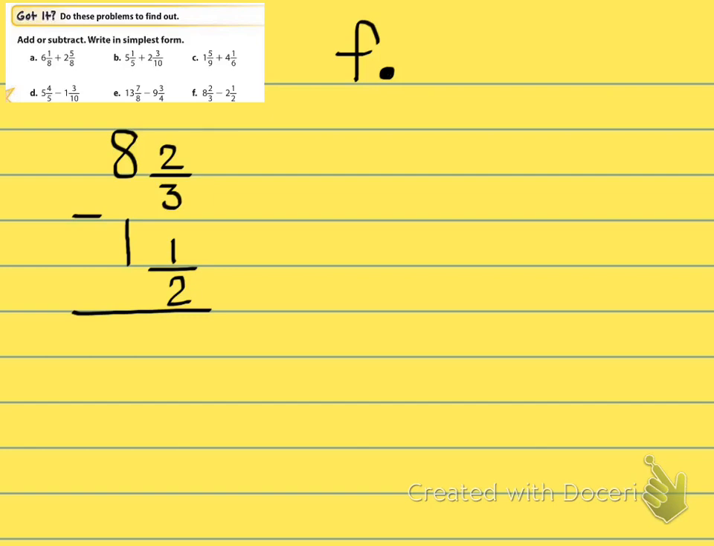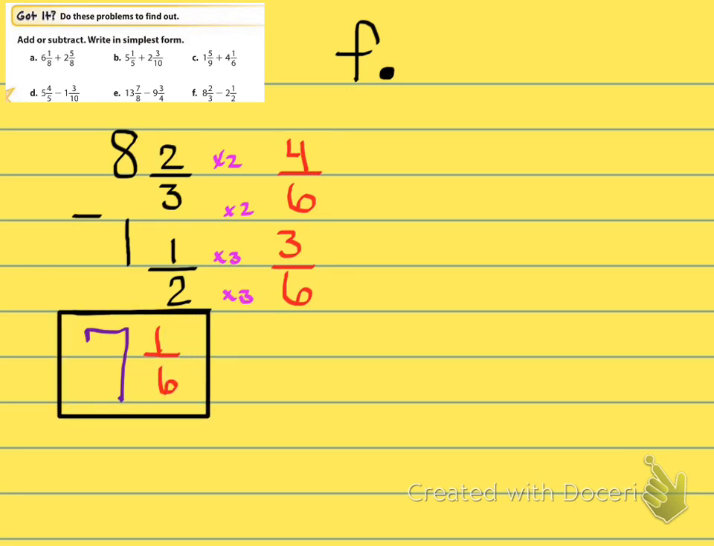This is the easy way. 8 minus 1 is going to give me 7, and then we have to rename the fractions. Now we're going to have to rename them both, so we know that our common denominator here will be 6. So we're going to set them up like that. So now you can see we have 4/6 and 3/6. 4 minus 3 actually just leaves us with the 1. So now we have 7 and 1/6 as our answer. Don't forget to put a box around it.